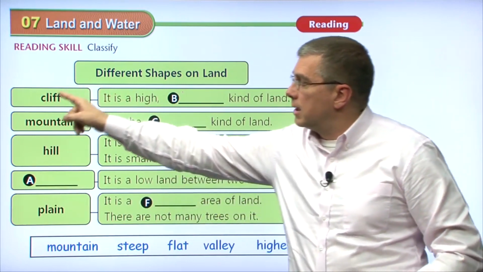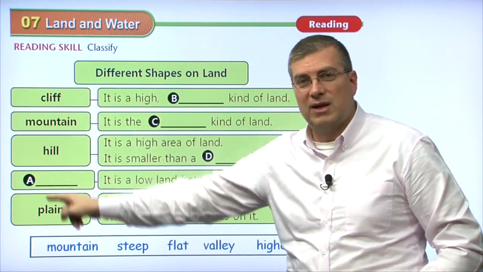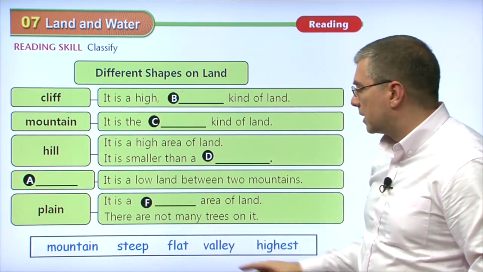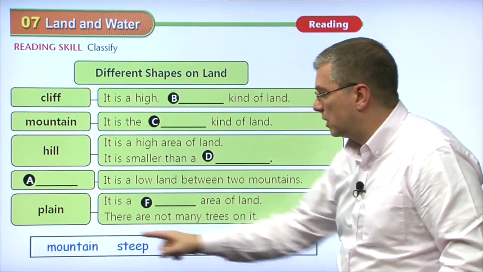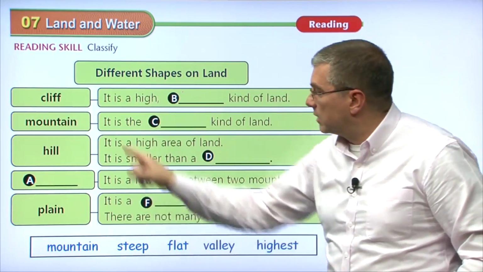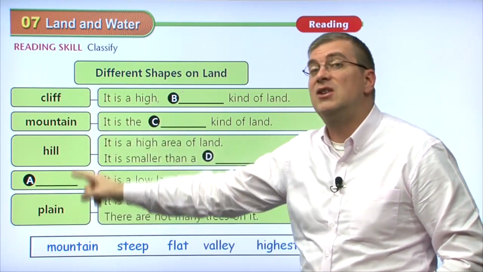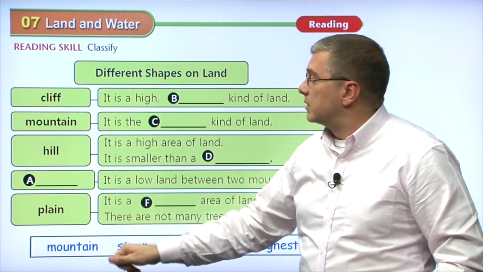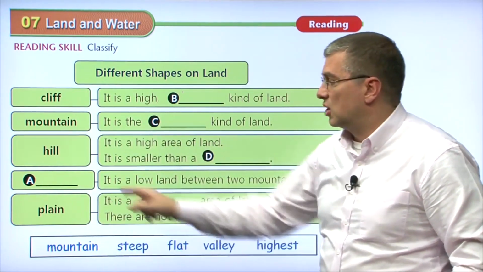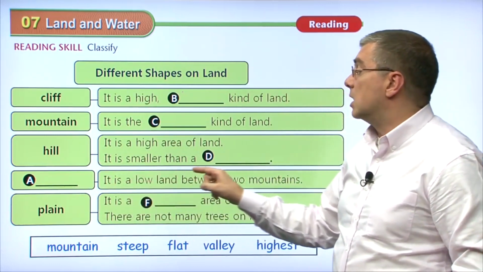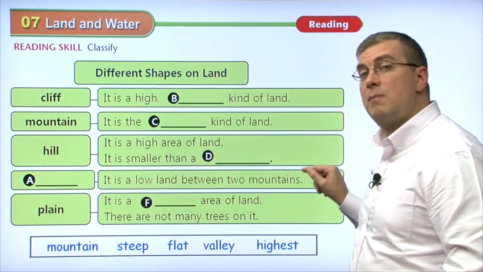Now we already know that this word is going to be a feature of the land. So we have here mountain is a feature of land, valley. So really our only two choices are between mountain and valley, because only those two words would fit in the types or shapes or features of the land, right? So let's take a look. What is the definition of this mystery word? The definition is, it is a low land between two mountains.